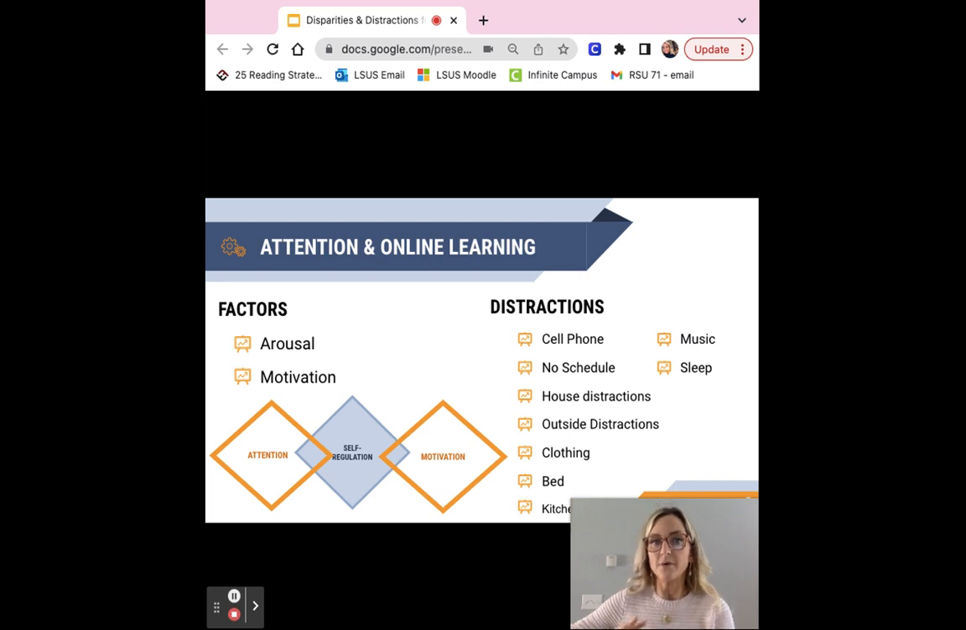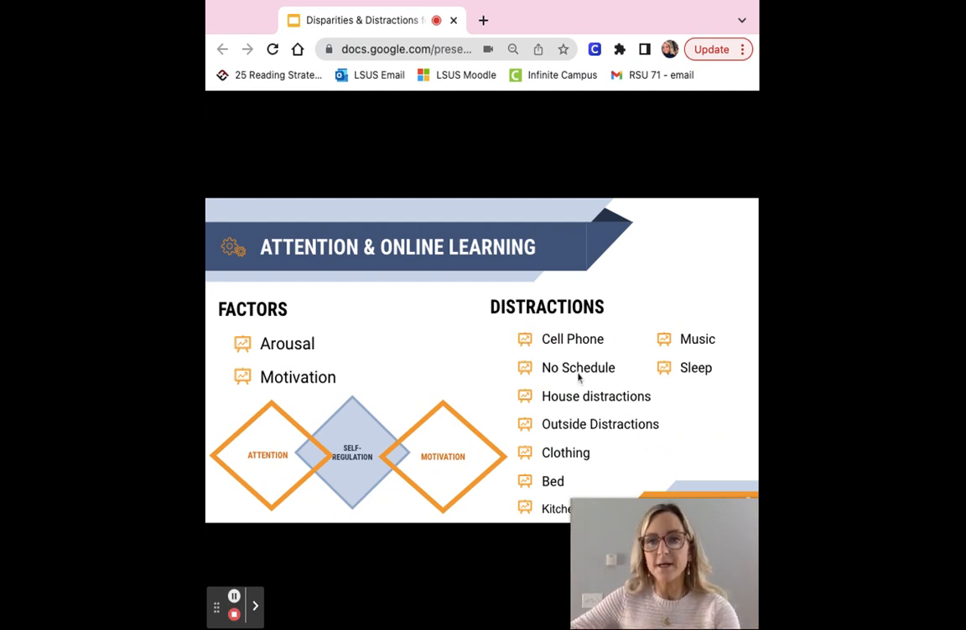Now we're going to take a minute to look at attention and online learning, and factors and distractions to being an effective online learner. First, we must look at arousal, a person's activity and stimulation of their cerebral cortex. It can be measured through heart rate. One study conducted by Bly measured heart rate every 5 seconds. They found that heart rate declined by the end of a lecture. Interestingly enough, the same thing happened during a discussion, and we're going to connect arousal to attention.